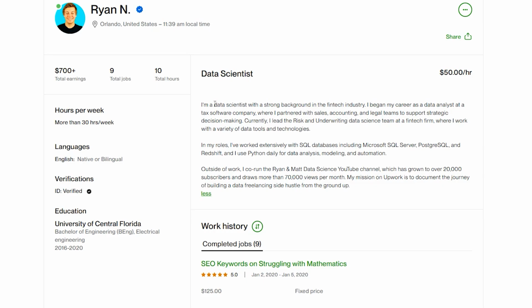So I just put over here, I'm a data scientist with a strong background in the fintech industry. I began my career as a data analyst at a tax software company where I partnered with sales, accounting, and legal teams to support strategic decision making. Currently, I lead the risk and underwriting data science team at a fintech firm. I work with a variety of data tools and technologies. I've worked extensively with SQL databases, including Microsoft SQL Server, PostgreSQL, and Redshift, and I use Python daily for data analysis, modeling, and automation.